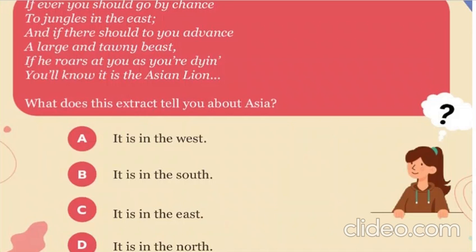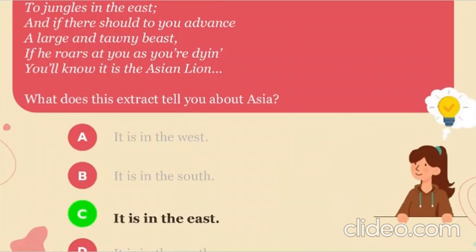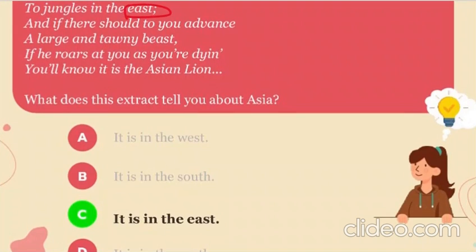Okay, so what does this extract tell you about Asia? They're talking about the Asian lion, no? Asian lion means it's located in Asia. So where exactly in Asia? Is it in the west, south, east or north? So obviously the answer will be east, where it's given jungles in the east. They have clearly mentioned the jungles in the east.